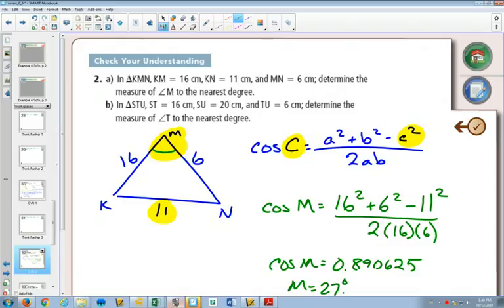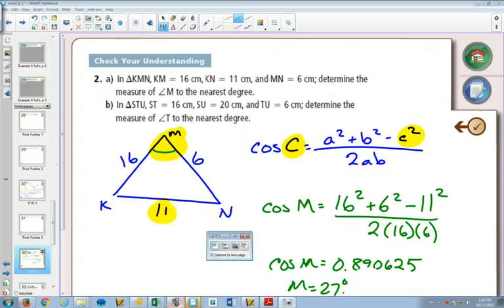We could have solved any angle first, and it wouldn't have mattered which one we chose. But if we solved for angle N, then we'd have to make sure we were subtracting 16 squared. If we were solving for angle K, then we would be subtracting 6 squared. Because that angle and opposite side always go together. And that's a key thing for these.